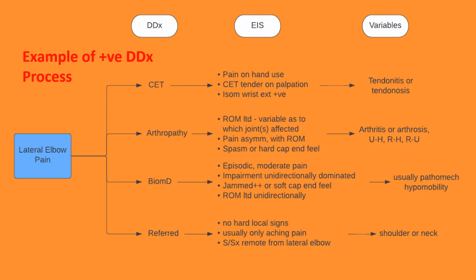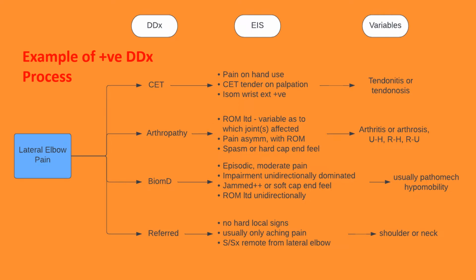The essential illness script for each one of these, including the lateral elbow pain that we've been given, for the tendinopathy will be pain on hand use, gripping. The tendon will be tender on palpation. Isometric wrist extension will be positive, and that will tell you it's a tendinopathy. It's either a tendinitis or a tendinosis, and they're the variations, and you need to basically stage that condition. You really don't need much more than that. You do have to know about etiology, you do have to know about whether it's inflamed or degenerate, and you do have to know about occupation and so on to retrain them. But for the diagnosis, that's pretty much all you need.